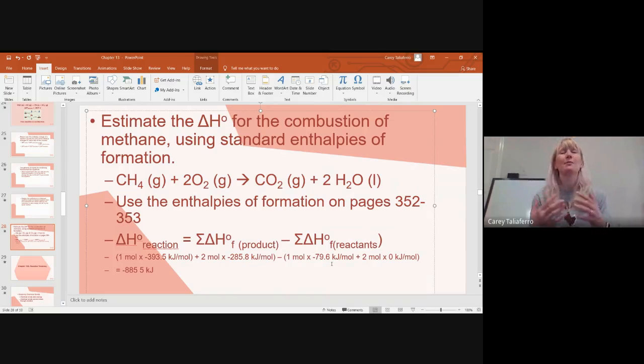And then I have to rely on my math skills. So pay attention, negatives matter here. Pay attention to how you put it in the calculator. While you're watching this at home, please make sure when you do this math that you get negative 885.5 kilojoules. If you don't, figure out what you're not putting into the calculator correctly, or come talk to me at office hours, okay?